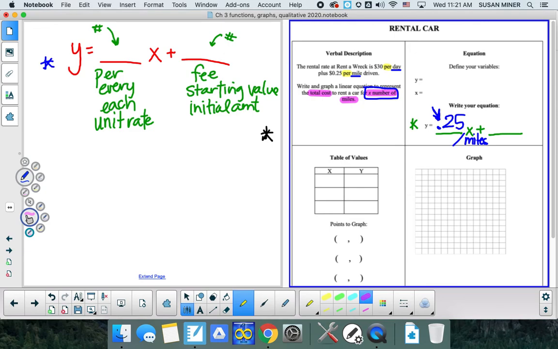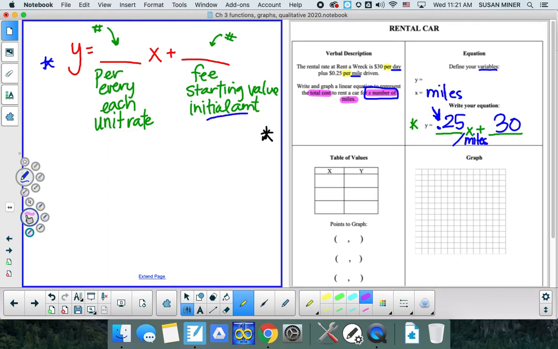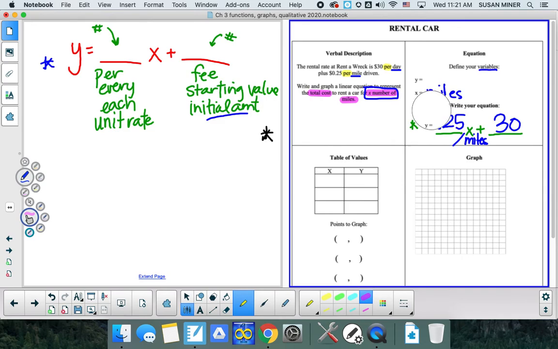Now, something else really cool is I've already defined what my X variable is. It's miles. So above it, I've already determined what miles is. Now I just have to decide, let's fill in that this last blank is $30. I have to pay $30 up front. That's my initial amount that I have to pay before I can drive the rental some miles. So that's my upfront cost, and that's going to go in my second blank. So we can fill that in now. Now I know what my equation is. I'm just going to erase that. Oh, that's very big. This was miles. Okay.